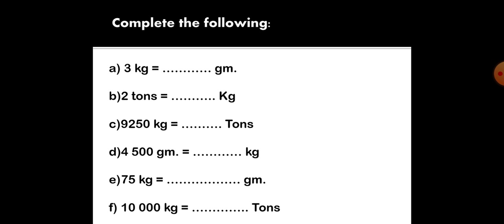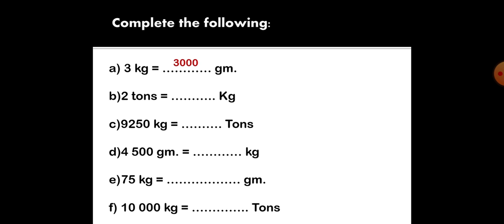Let's complete the following. The first one, number A, 3 kilograms. I want to know how many grams. So with the 3 kilograms, I'm going from kilogram to gram. That means I'm going from big to small. I should multiply. Multiply by what? Yes, multiply by 1000 because 1 kilogram equals 1000 grams. So it will be 3000.